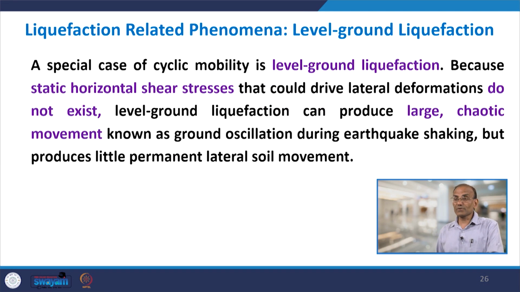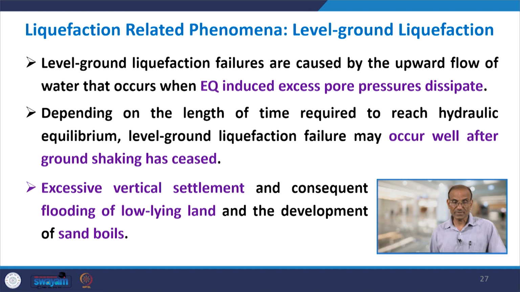Then there is another phenomenon which is related to cyclic mobility only, called level ground liquefaction. A special case of cyclic mobility is level ground liquefaction, because static horizontal shear stress that could drive lateral deformation does not exist. Level ground liquefaction can produce large and chaotic movement known as ground oscillations during earthquake shaking, but produces little permanent lateral soil movement. So, here the oscillation may be large, but the permanent soil movement or displacement produced may be smaller.